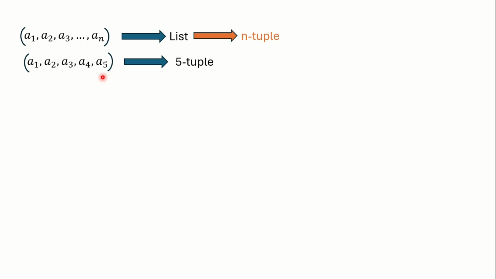However, if the number of entries in the list is just 2, that is, we have a list of 2 elements in the form of this, then we call this a pair. So a pair is a list of 2 elements.